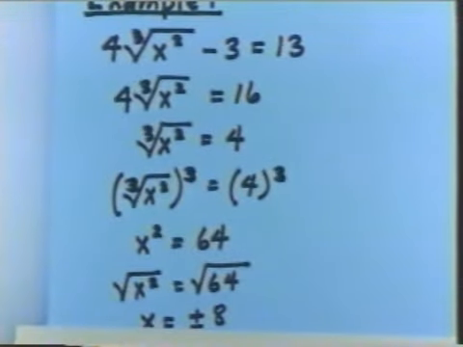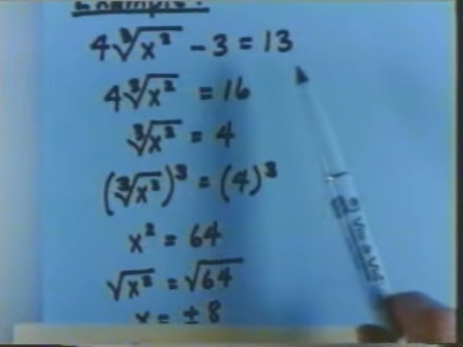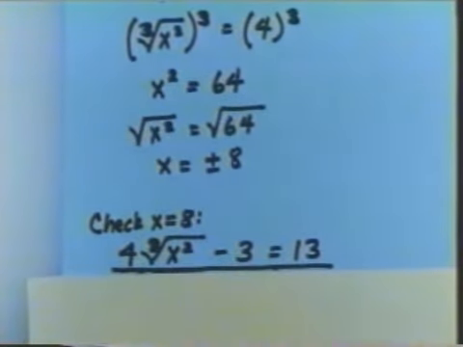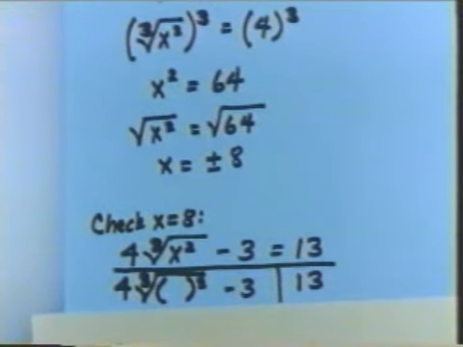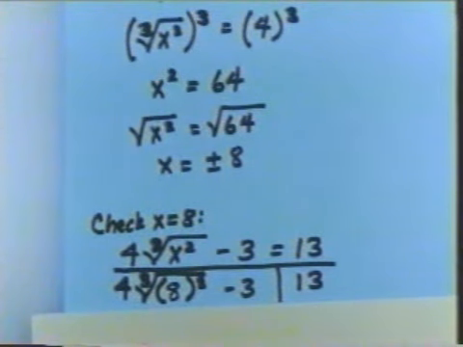The original equation was 4 times the cube root of x squared subtract 3 equals 13. So we'll check our possible solutions in that equation. Here's the equation rewritten. We're going to try 8. We'll check 8. And so we have 4 times the cube root of 8 squared, subtract 3 on the left, 13 on the right.